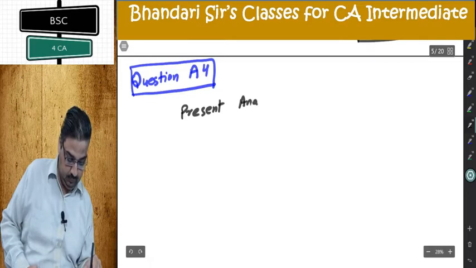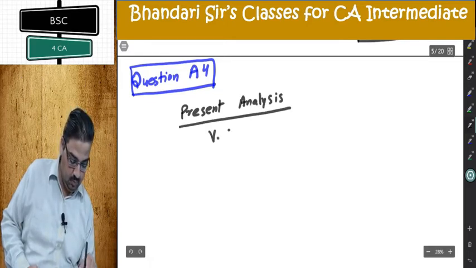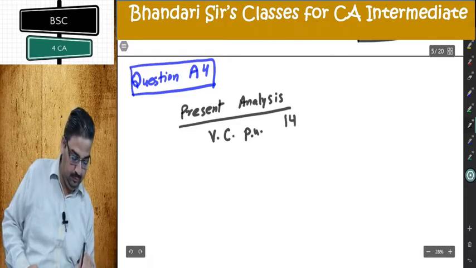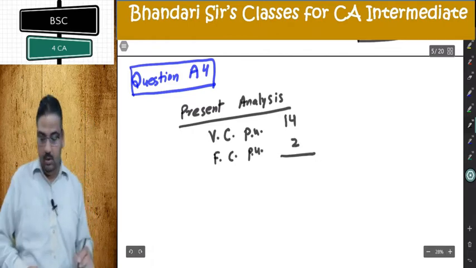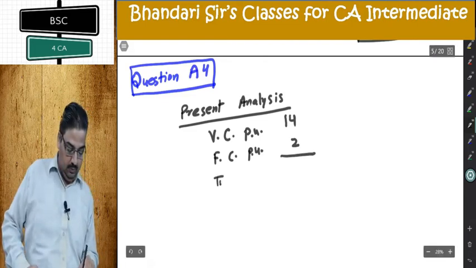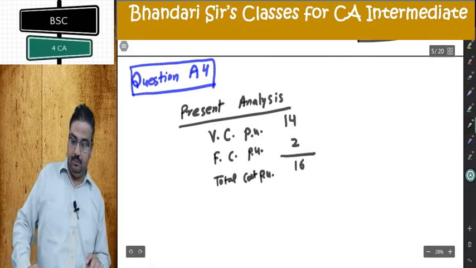Present analysis. Variable cost per unit 14. Fixed cost per unit 2. That makes total cost per unit at present 16.